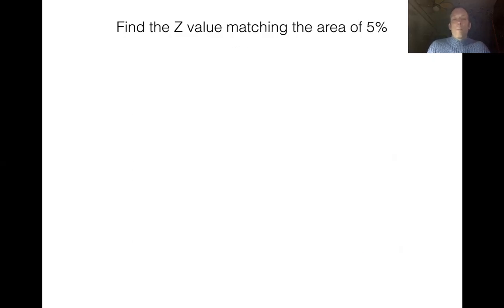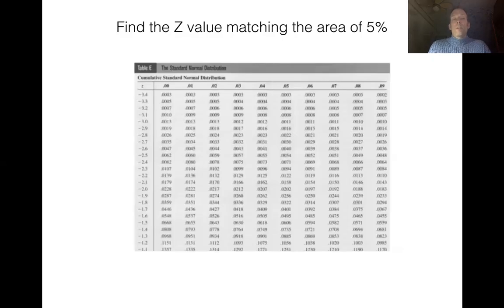Let's do one more. This time we're going to go for the Z value matching the area of 5%. So pause the video if you like for a couple minutes to see if you can identify which one comes the closest. Okay, so it's going to turn out that this one's a lot more challenging because we don't have one value that comes the closest. We actually have two. We're right smack in between 0.0505 and 0.0495.